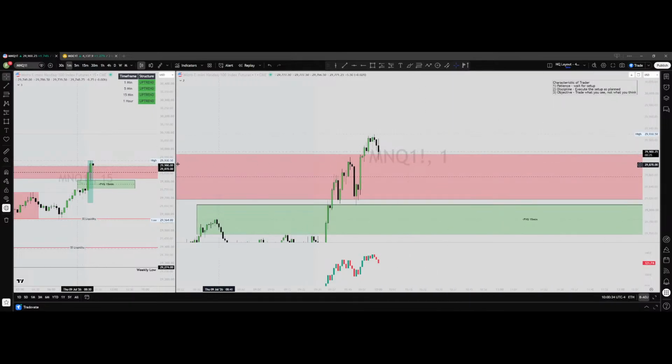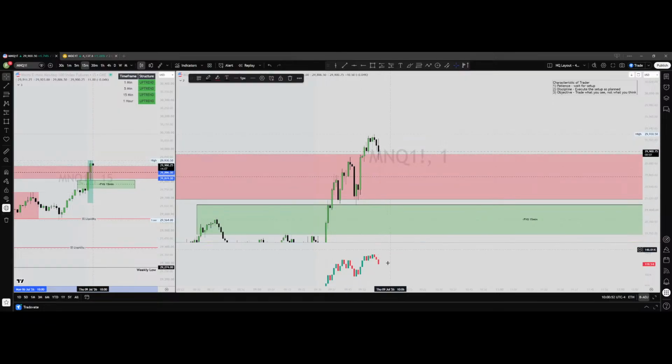But what level of interest do we have? This 4-hour fair value gap just got inverse. Price closed above around here. Price did close above here. Okay, so now this 4-hour fair value gap got inverse.